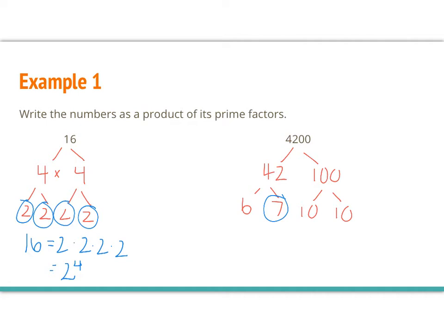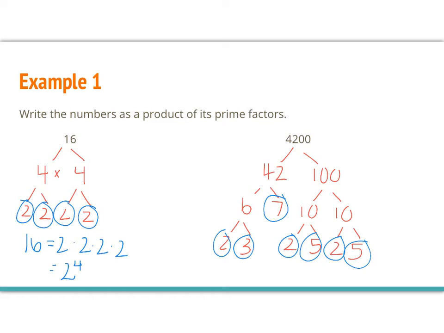Now, any number that's not circled at this point, we have to keep dividing. So 6 can be divided into 2 and 3. Both of these are prime numbers, so I'm going to circle them. 10 can be divided into 2 and 5 each time here. And each of those are prime numbers, so I'm going to circle them as well.